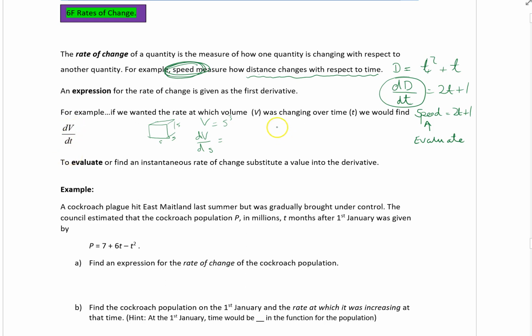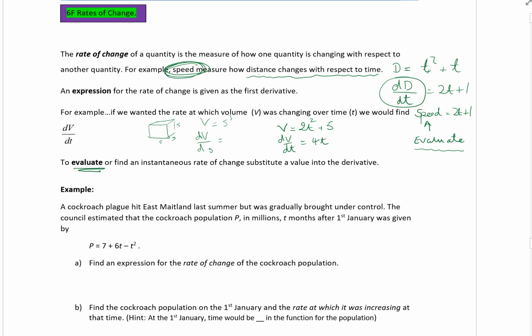Now, if you're given volume in terms of time, say 2t squared plus 5, then dV/dt, the expression for the rate at which the volume is changing with respect to time, is 4t. And just like I was talking about over here, at any instant we want to know the rate of change, we'll have to substitute a value in for our variable for time, and we can evaluate the rate of change.